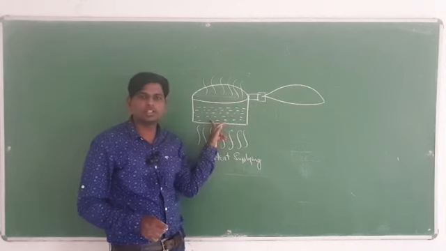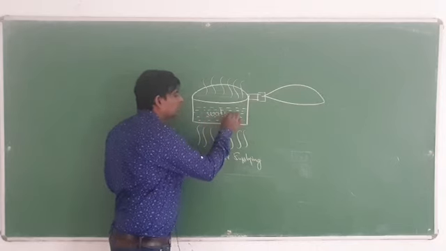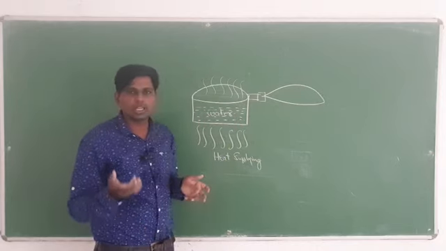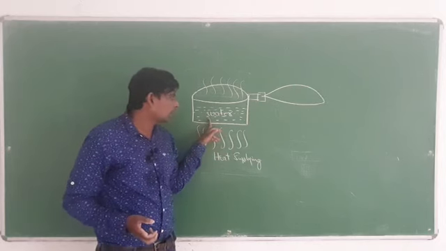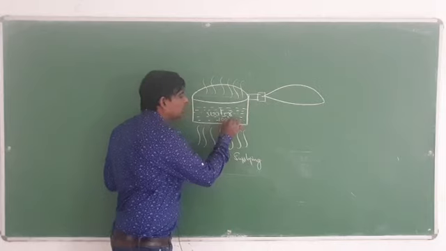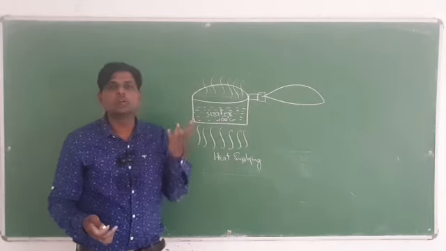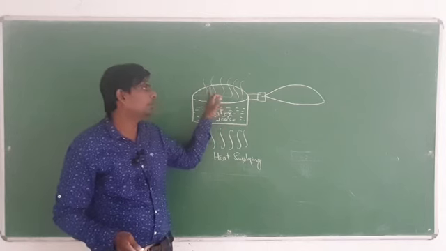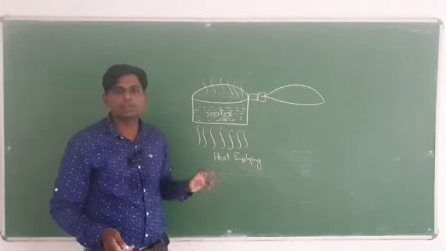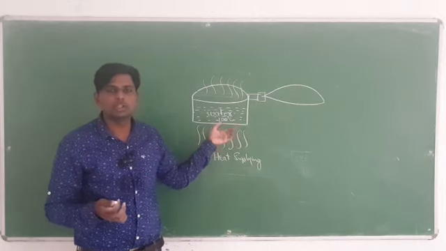Previously, water is present here. If you apply the heat continuously, the saturation temperature of water is 100 degrees. After 100 degrees it will change its phase from liquid to vapor. This one is known as the vapor. So after 100 degrees the water changes from liquid to vapor.